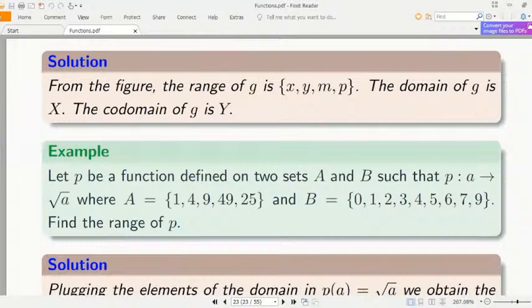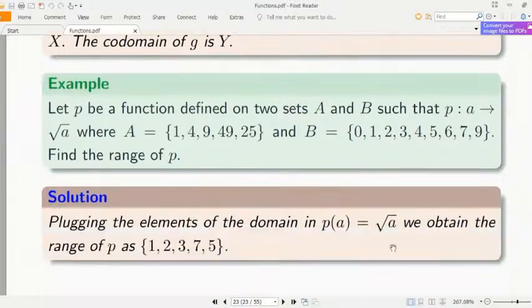And look at this other example. Let P be a function defined on two sets, where set A is this and set B is this. And finding the range of P is very easy. This is just asking you, what will be assigned to 1? Where will 4 be mapped to? Where will 9 be assigned to?